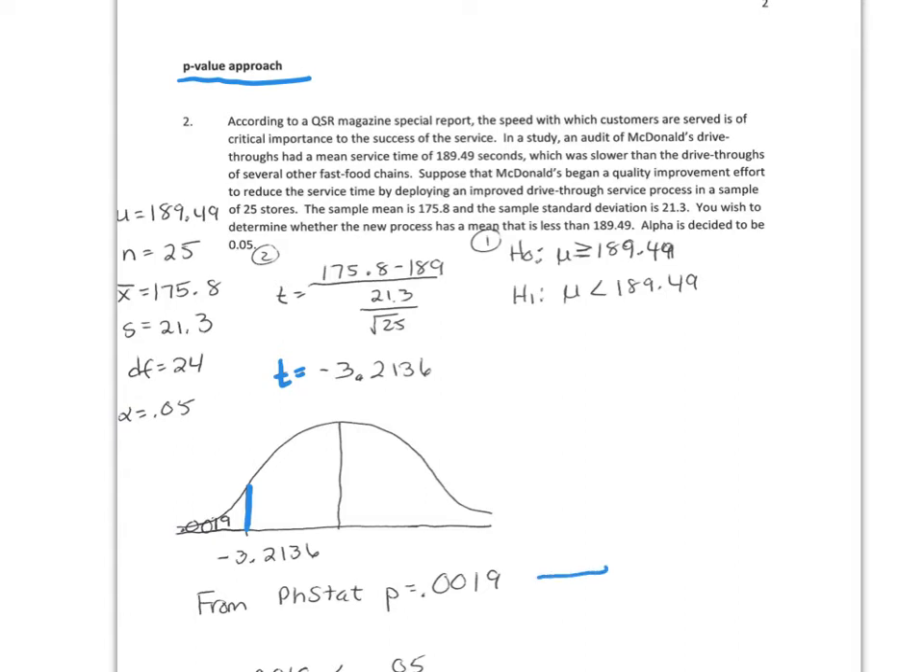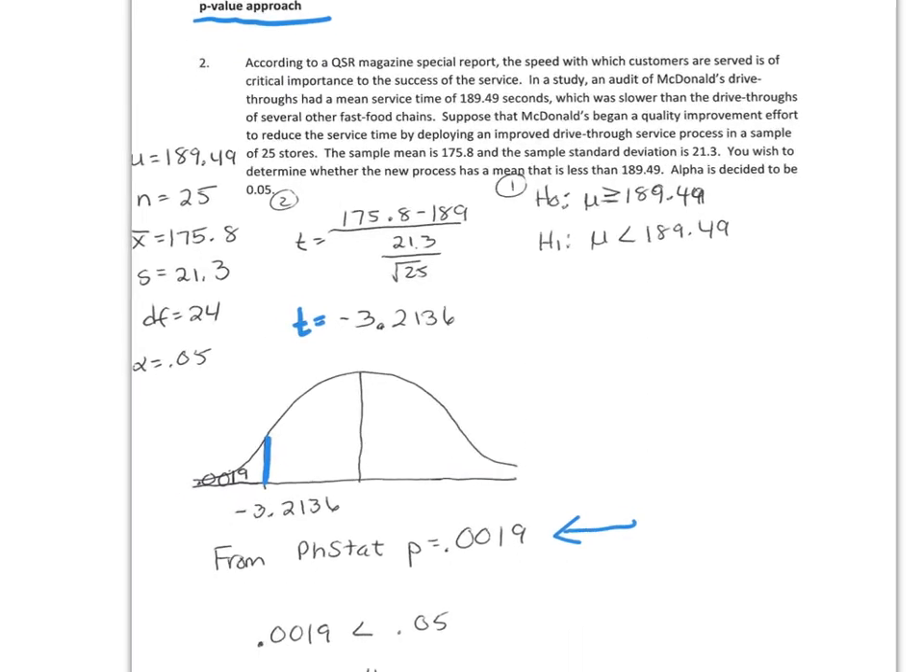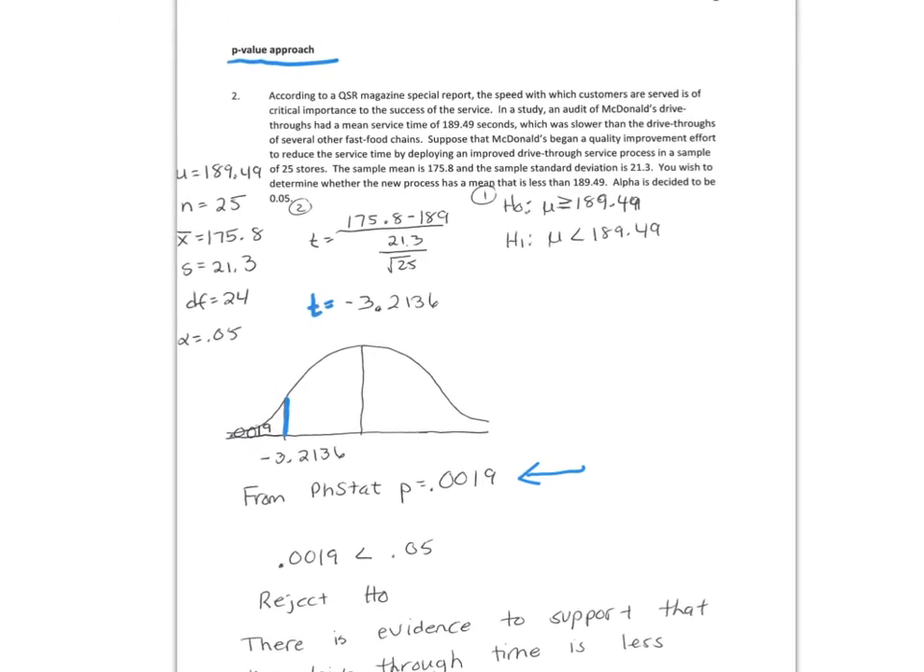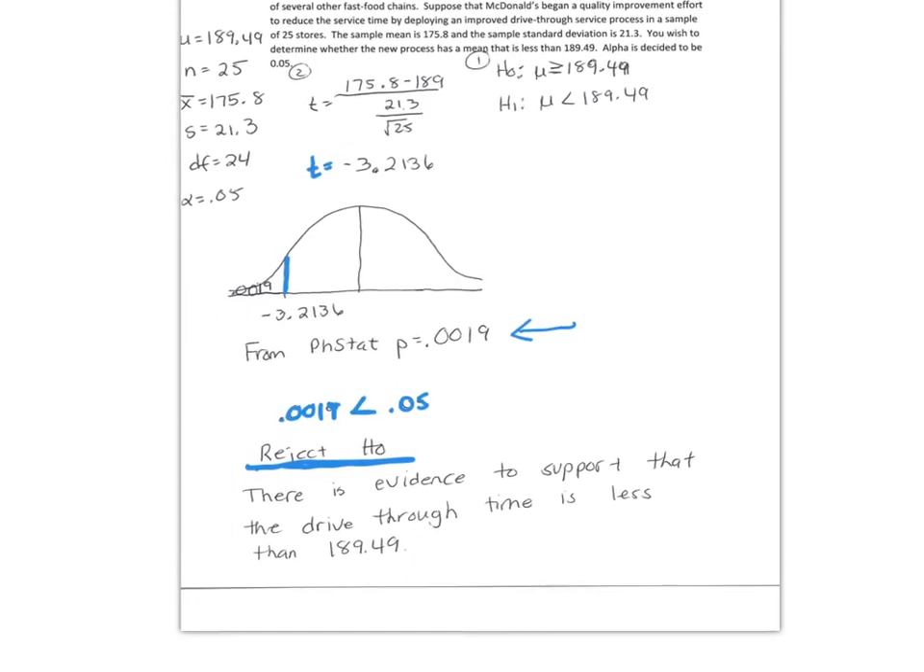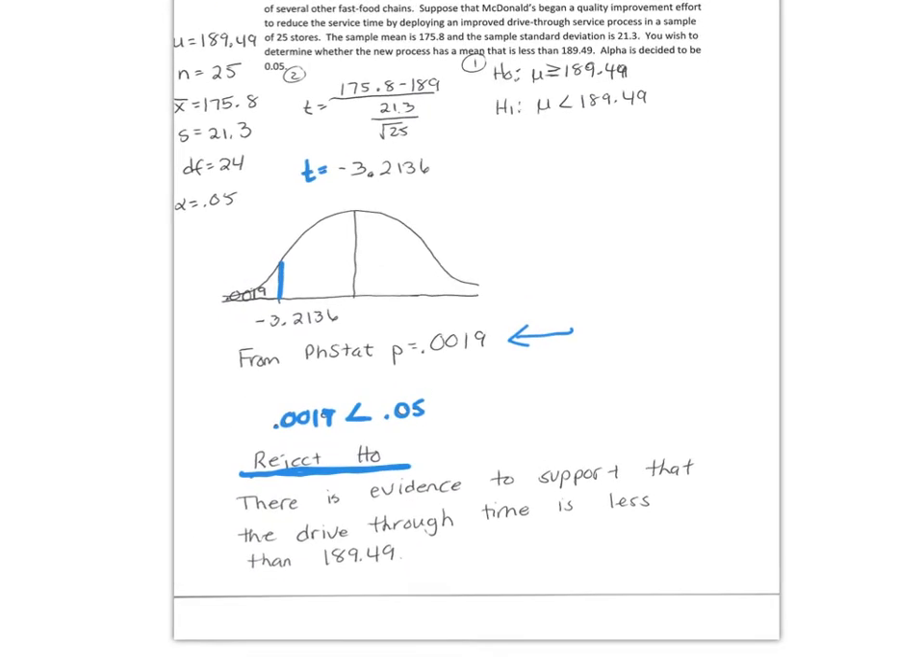And then PHStat, I'll do a separate video for that. But from PHStat, I found a p-value to be 0.0019. And you write down that number, 0.0019. And alpha is 0.05. And what is it? That's less than. And if the p-value is less than alpha, you reject H sub 0. That's by definition. So, same summary as before. There's evidence to support that the drive-through time is less than 189.49.